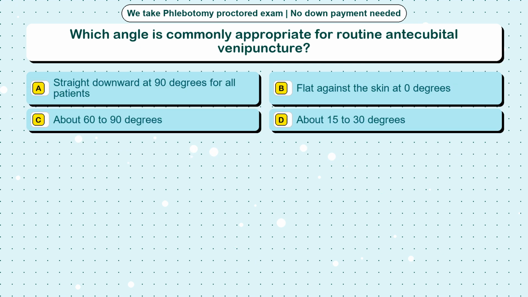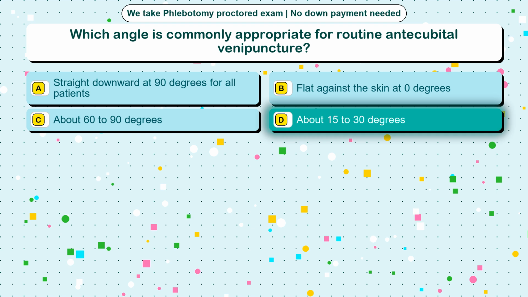Question 75. Which angle is commonly appropriate for routine antecubital venipuncture? Option A, straight downward at 90 degrees for all patients. Option B, flat against the skin at 0 degrees. Option C, about 60 to 90 degrees. Option D, about 15 to 30 degrees.